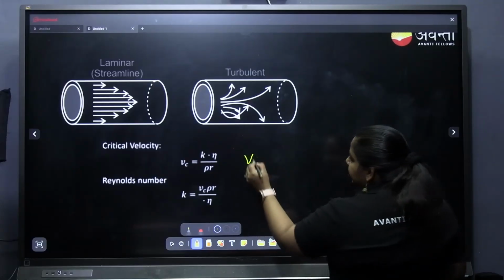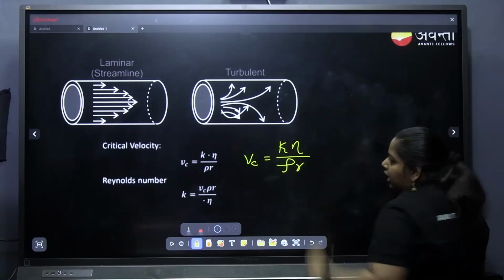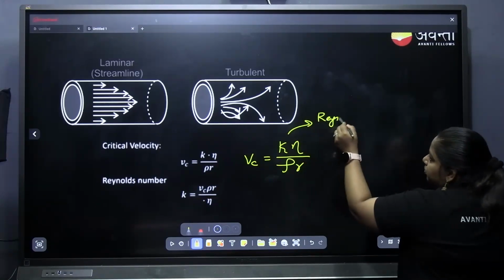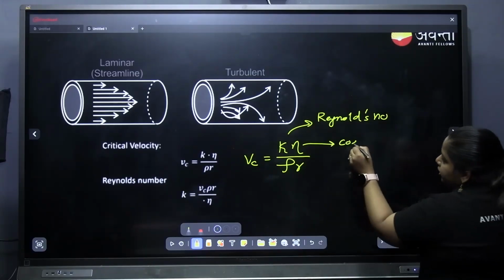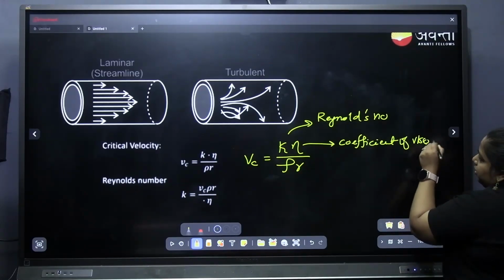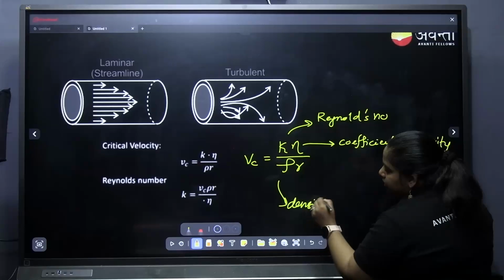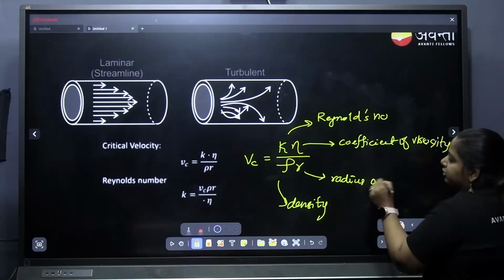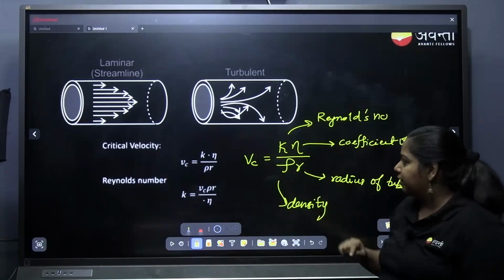And this critical velocity equation you will get as k eta by rho r. In this, k is Reynolds number, eta is coefficient of viscosity, rho is density of the liquid, and r is radius of tube. Radius of whichever tube it is flowing in, that is r.